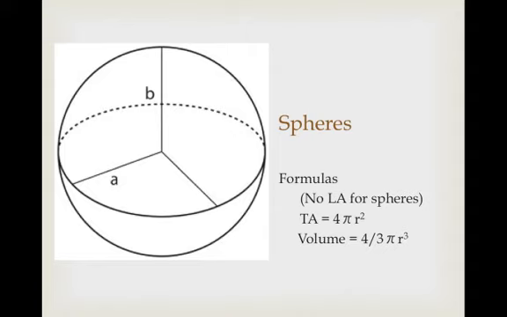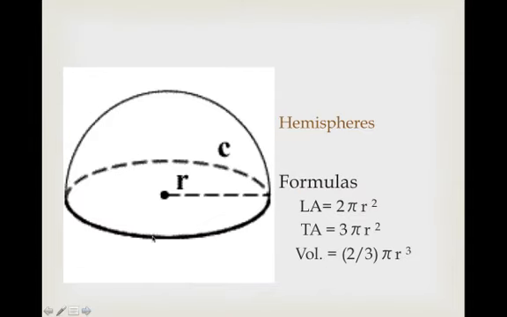The proof of these two formulas is well beyond the scope of this course, so we just have to memorize these two. So total area is 4 pi r squared, and volume is 4/3 pi r cubed. Finally, hemispheres.